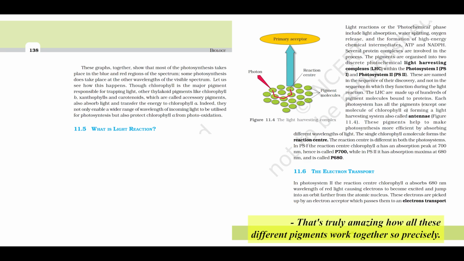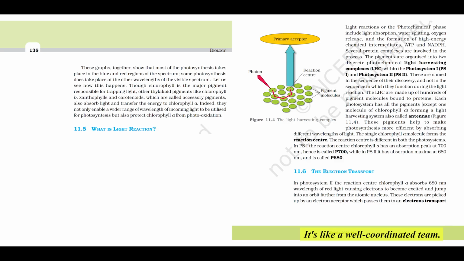Very important. That's truly amazing how all these different pigments work together so precisely. It's like a well-coordinated team. But once this light energy is absorbed and funneled, how is it actually converted into useful chemical energy?